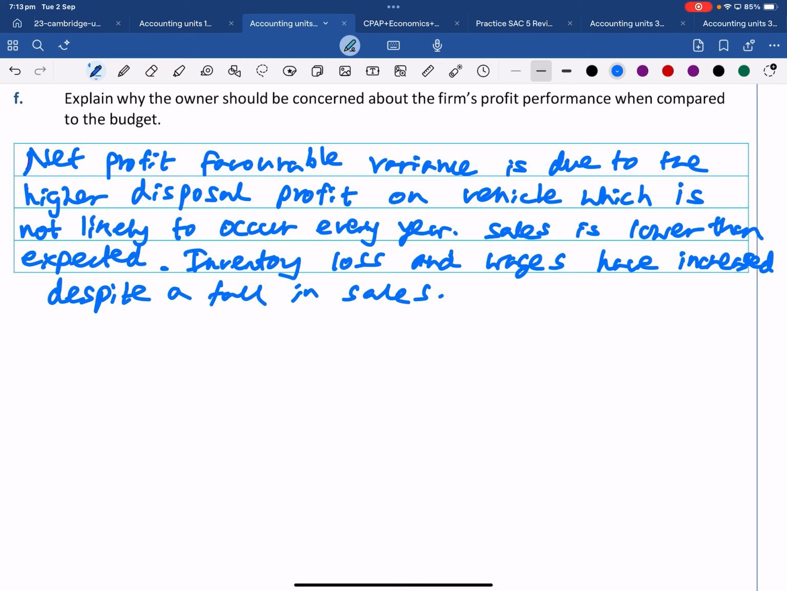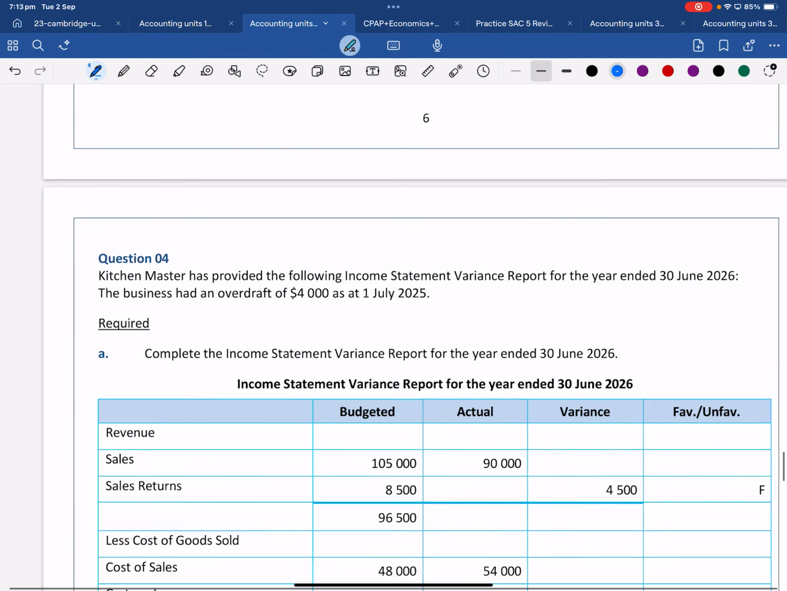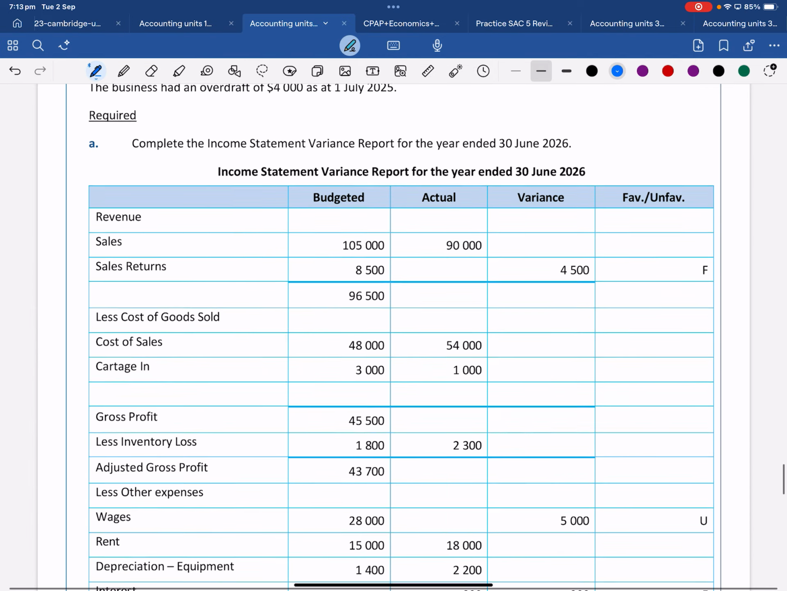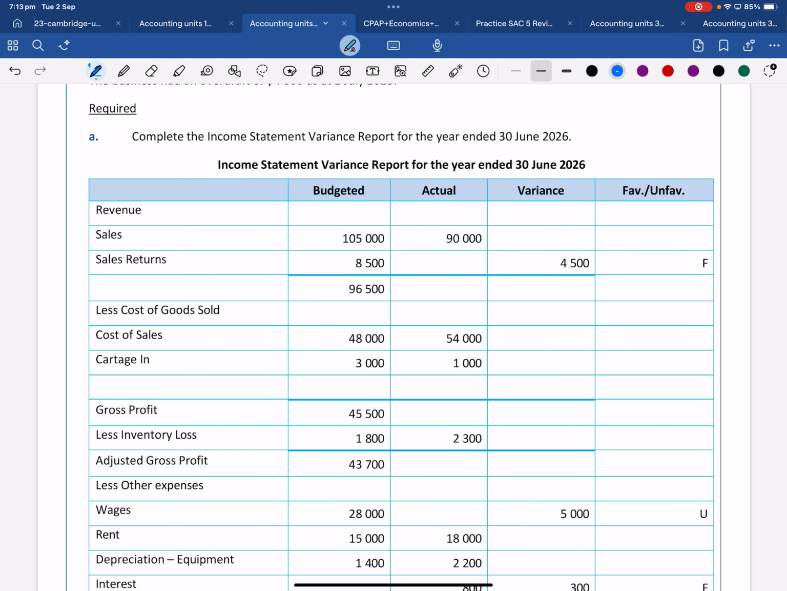How do you do the third one? It's the 96,500. Figure it out. I can help you, but first I want you to try. Is this a net sale? Yeah, that's net sales. 96,500 is net sales.